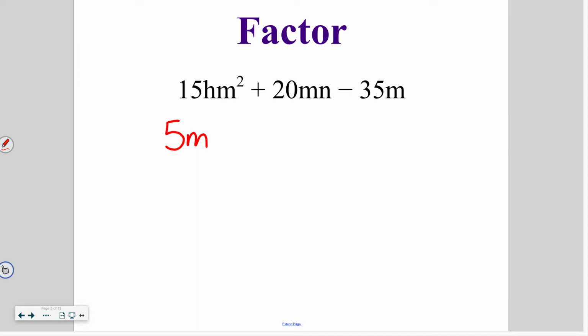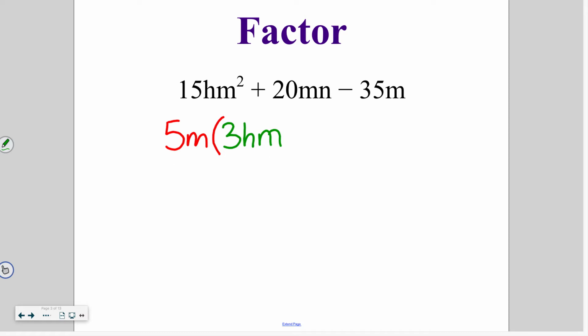Then what I need to do is undo the distributive property. Our 5m is what we have pulled to the outside, and now I need to look at each term separately. I'm going to take this first term and say 15 divided by 5, which gives me an answer of 3. Then I'm going to look at my variables. I took an m outside the parentheses, which means I'm going to have one m left in here instead of 2, and an h. So left over from that first term, I have 3, h, and m.